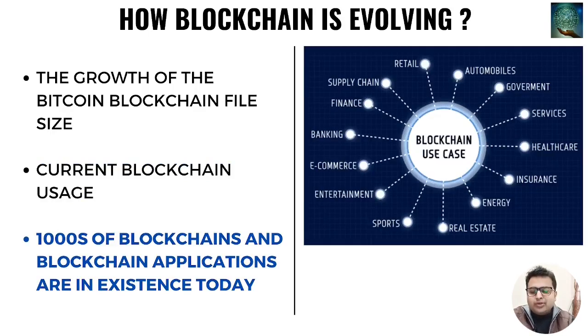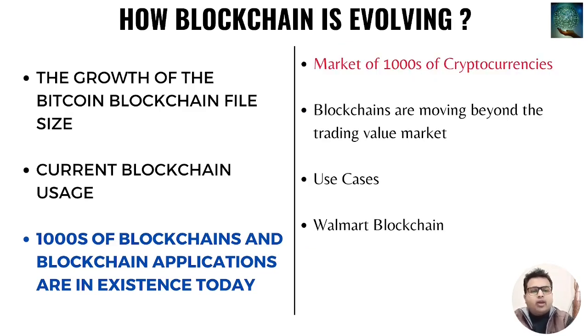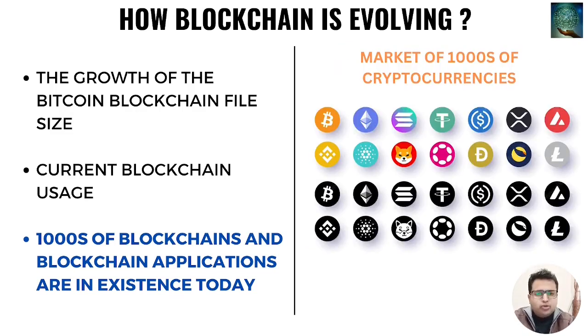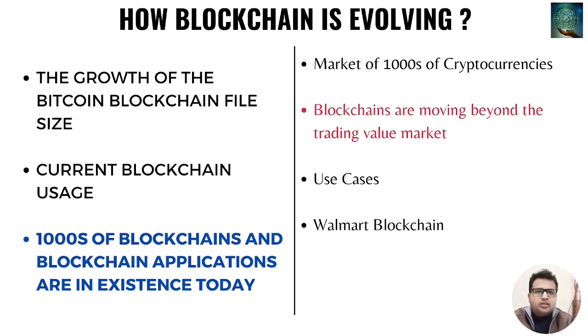Okay, now let's look into thousands of blockchains and blockchain applications that are in existence today. So blockchain is a market of thousands of cryptocurrencies. You might have seen, you just go to any cryptocurrency exchange like Binance, you will see a list of cryptocurrencies. Every cryptocurrency is a blockchain, like Polygon. So Polygon is a blockchain. Name any cryptocurrency, Dogecoin, it's a blockchain. So a market of thousands of cryptocurrencies.